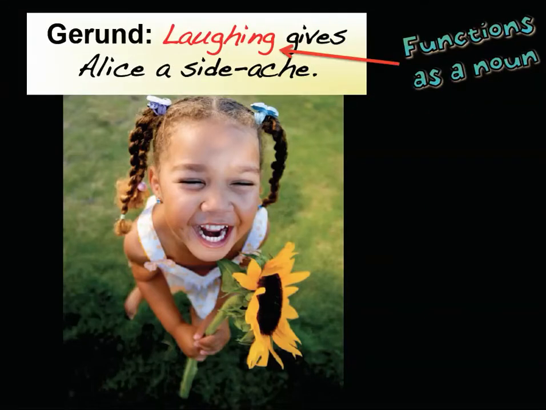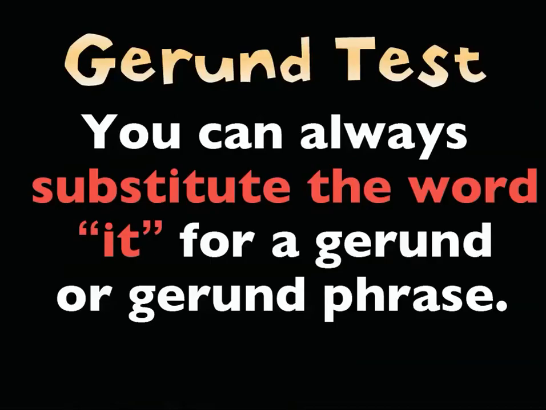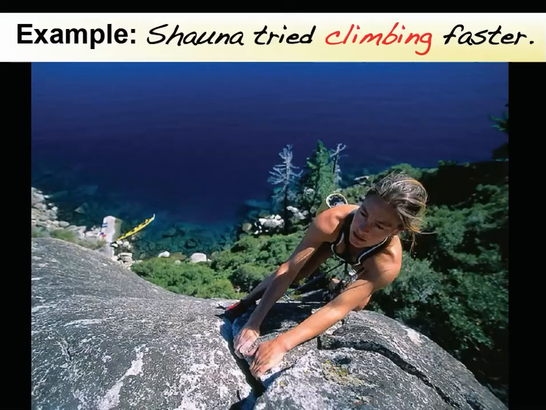Whereas in this sentence, laughing gives Alice a side ache. Laughing is actually the subject of this sentence, and it's being used as a noun. Gerunds are awesome because there's a test you can run, and it always works to find out whether it is a gerund or not. So you can always substitute the word it for the gerund or the entire gerund phrase. And if that sentence makes sense, then it is indeed a gerund.